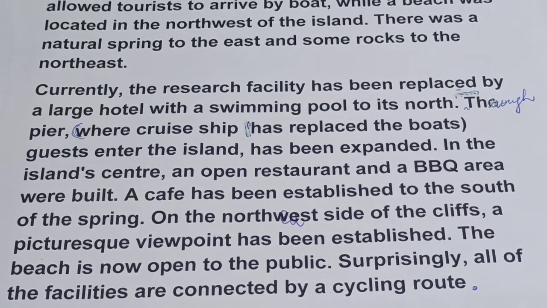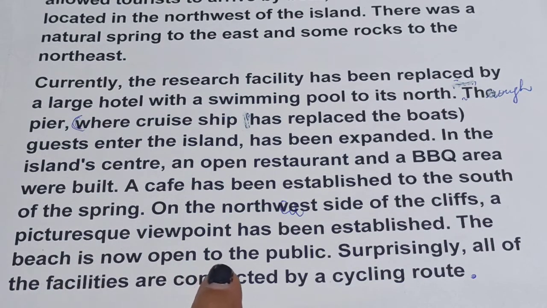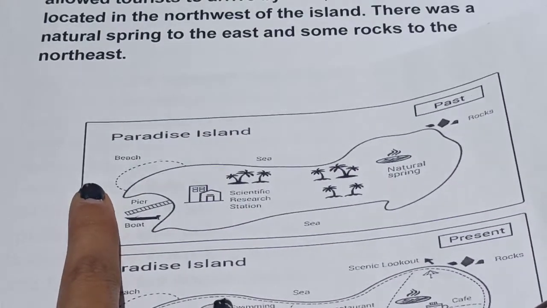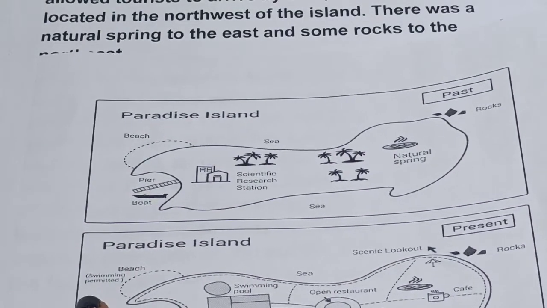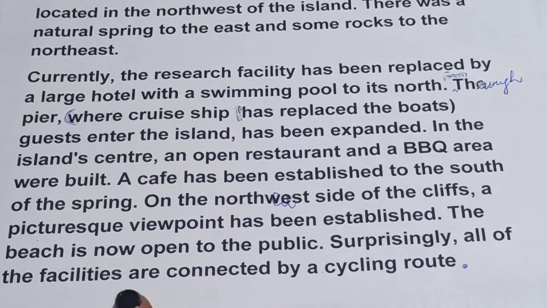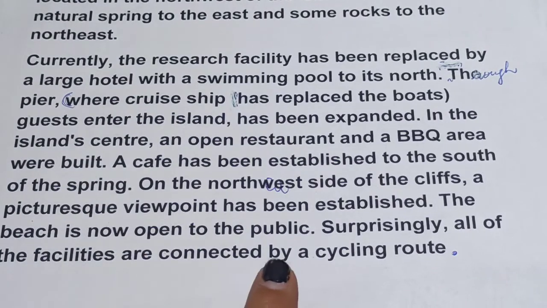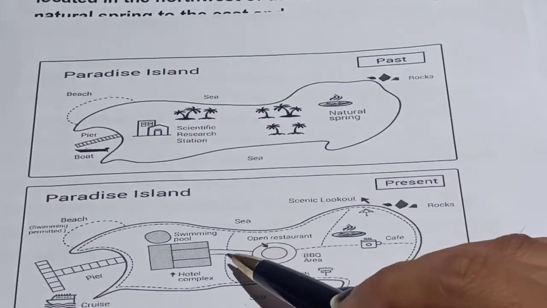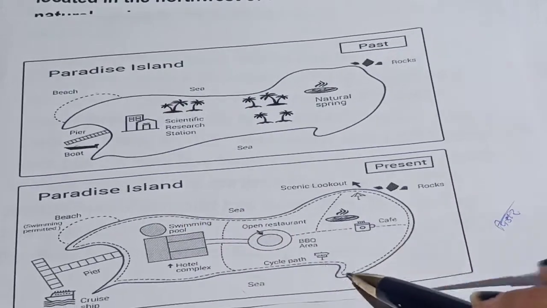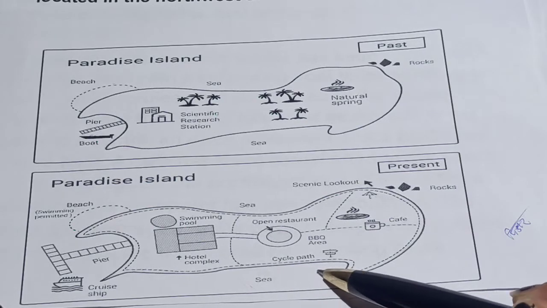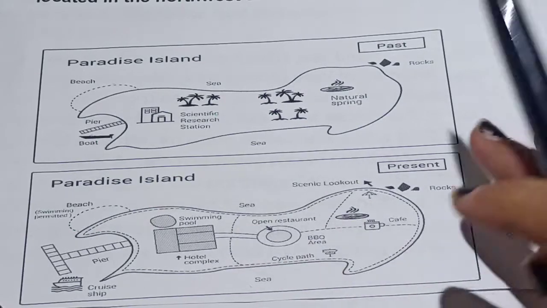Now the beach is open to the public, as there was no permission for swimming in the past, but now swimming is permitted. All the facilities are connected by a cycling path. This dashed line is representing the cycling path.